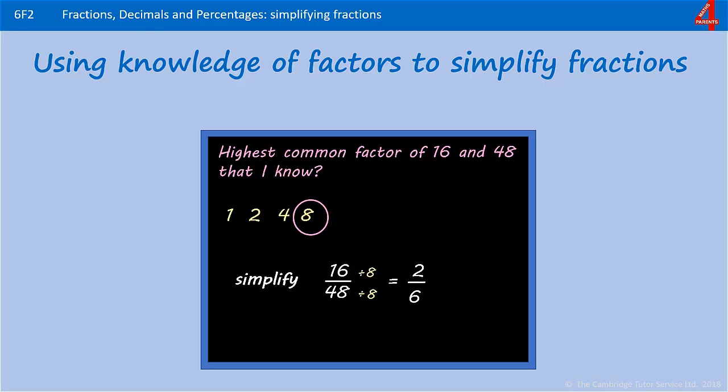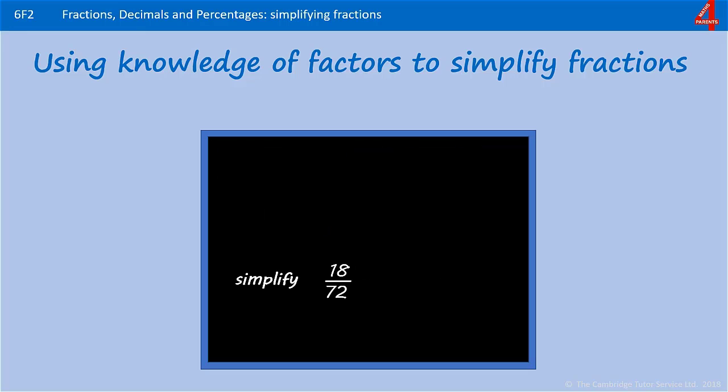2/6, we can simplify that further. We can divide both numerator and denominator by 2. 6 divided by 2 is 3. 2 divided by 2 is 1. You wouldn't necessarily know that 16 goes 3 times into 48. If you did know that, congratulations.